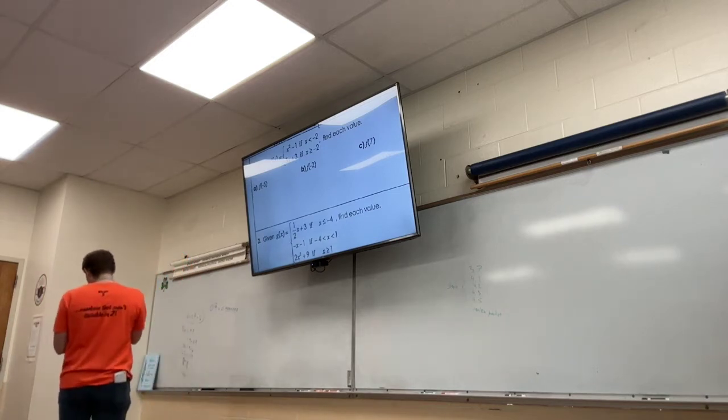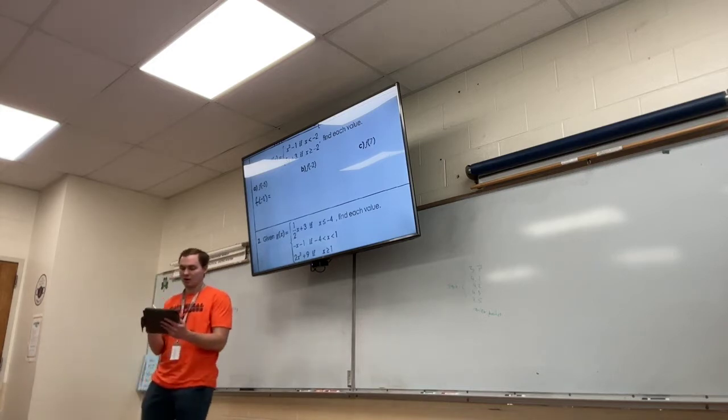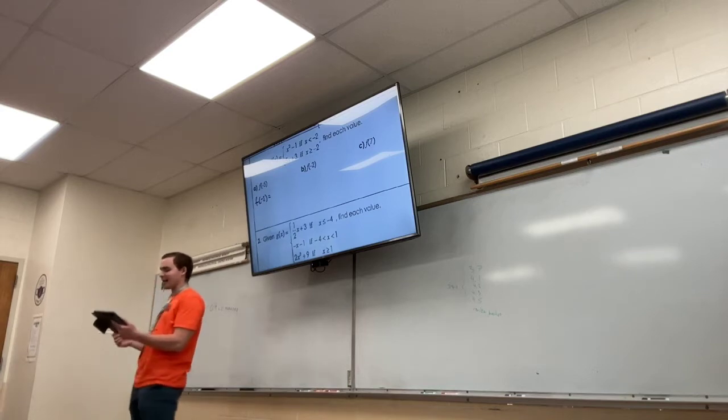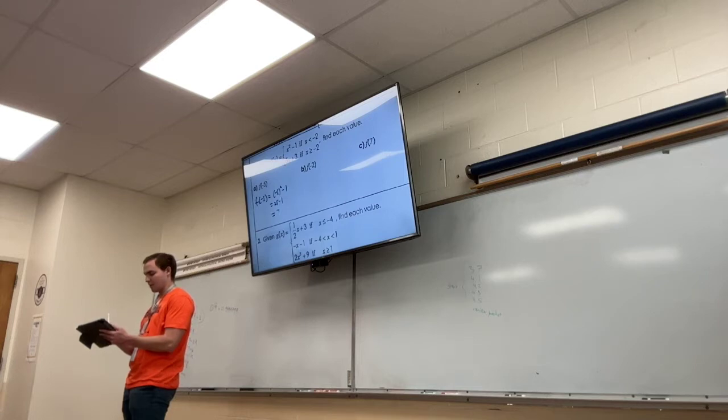So f of -5 is going to equal what? What do we have to do here? First we have to check to see if -5 is less than -2 or greater than or equal to -2. Right? -5 is less than -2, so we have to use this top f of x right here. So f of -5 is going to equal (-5) squared minus 1, which equals 25 minus 1, which equals 24.